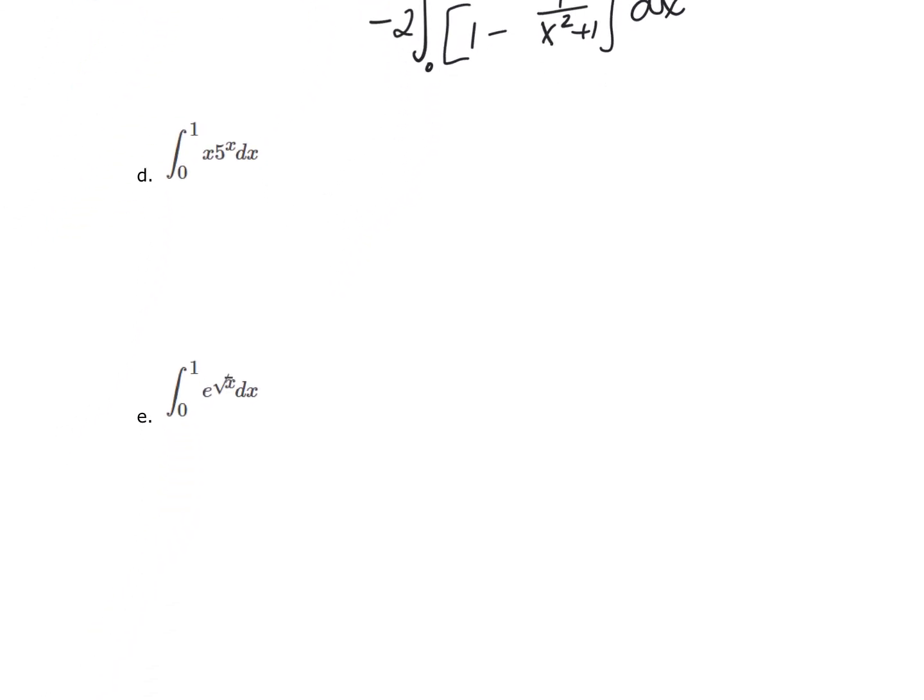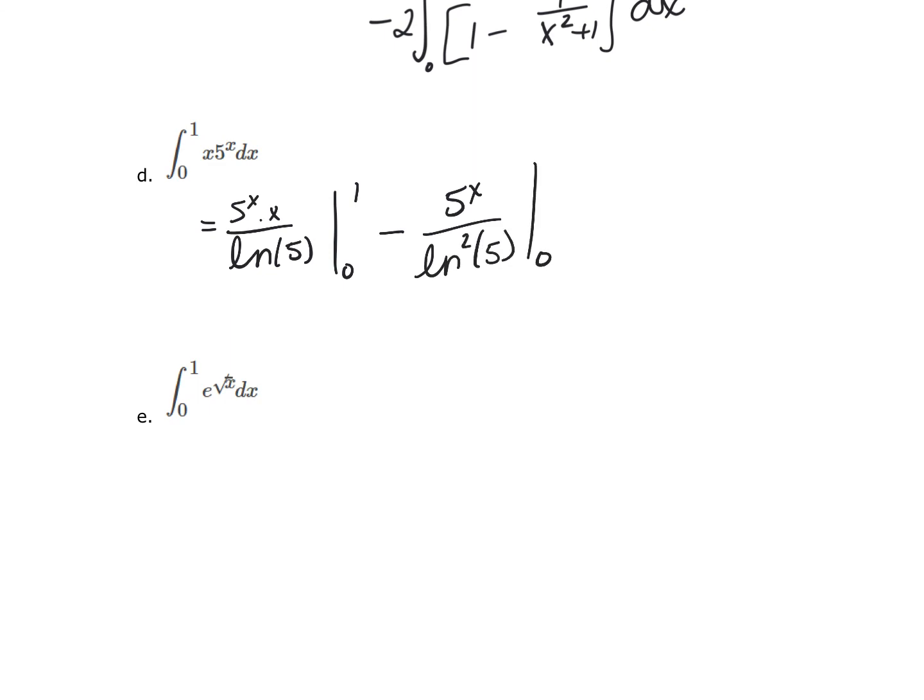For D, I'm not going to go through the integration, but I will give you part of the answer. This is going to give you 5x multiplied by x divided by the natural log of 5 evaluated from 0 to 1 minus 5x over the natural log squared of 5 evaluated from 0 to 1, whatever that ends up becoming. And then for E, you end up with 2 e raised to the square root of x multiplied by the square root of x evaluated from 0 to 1 minus 2e raised to the square root of x evaluated from 0 to 1, and then whatever that ends up being. So if you need to go over any of these in class, absolutely we will. Otherwise, we'll see you in class.